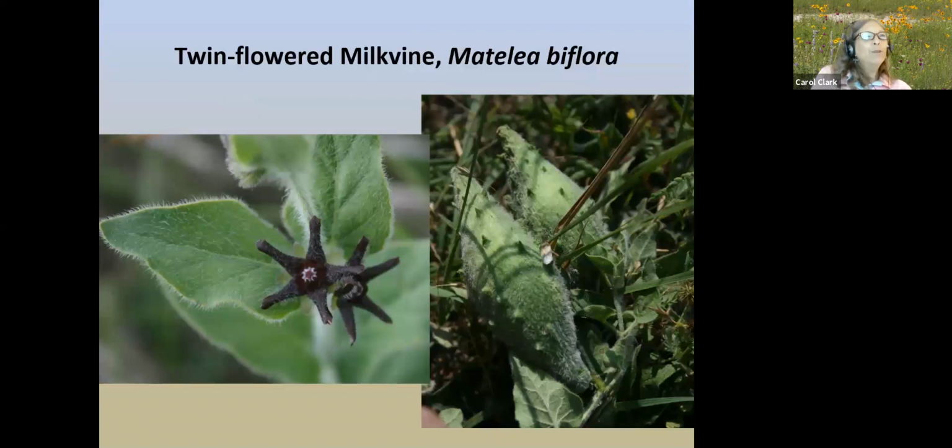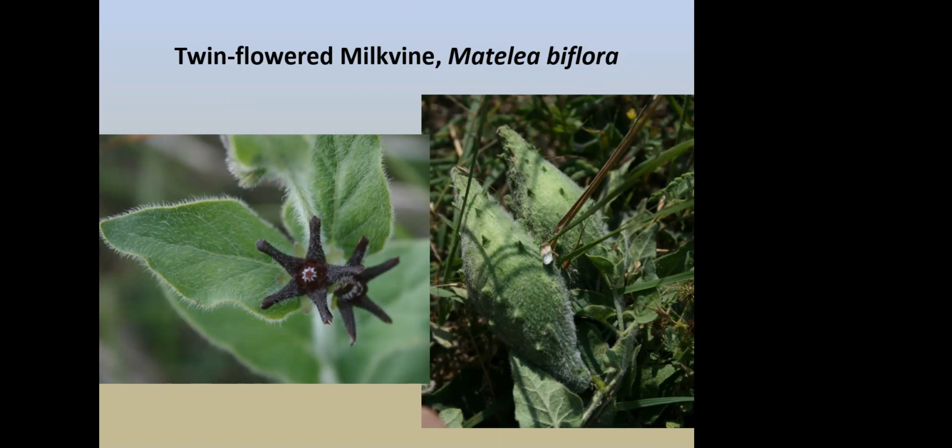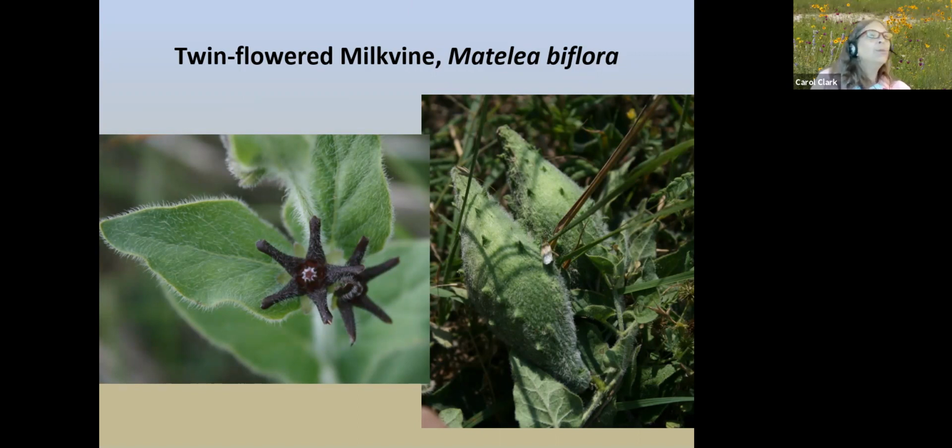Twin flowered milk vine. I work a lot with native milkweeds, and this is one of the milkweed relatives in our area. Instead of standing up straight, it climbs along the prairie floor, and it spreads out for several feet from where it emerges. It's got these fuzzy little heart-shaped leaves, and then those will be followed by the flowers, which you can see look like little fuzzy, stiff maroon starfish, usually in pairs.